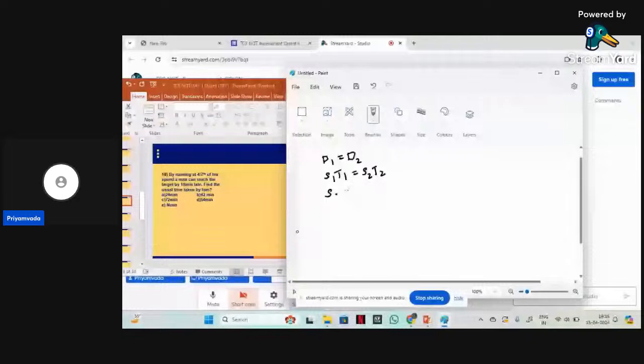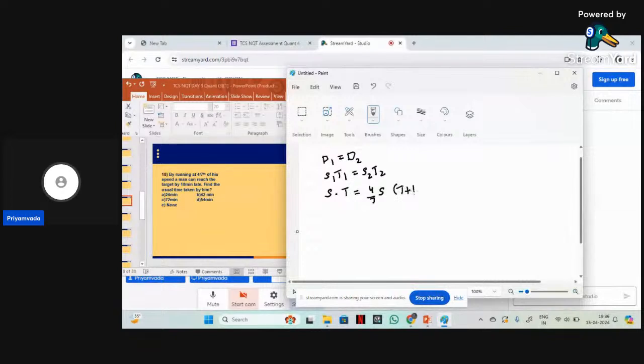And what do they give us as S2? By running at 4 by 7th of his speed, means we know his initial speed is S, and 4 by 7th of his speed means S2 will be 4 by 7 S, right? And what is the T2? The man reaches the target 18 minutes late. So now we'll be writing it as T plus 18. Once we solve this, we'll get the answer.